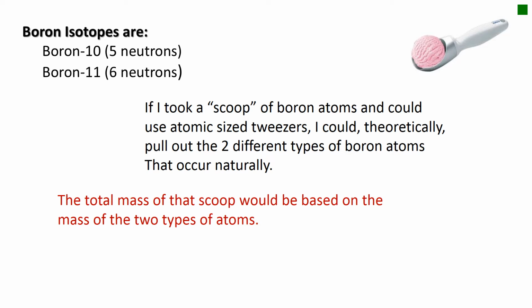I like to imagine this a lot. Atomic-sized tweezers and a huge microscope. I could ideally, theoretically, pick out a boron with 5 neutrons and a boron with 6 neutrons. And I could separate them into piles because they would be 2 unique types of atoms, but they're all still boron atoms. But the weight of that scoop of boron atoms would be contributed by both of those isotopes.